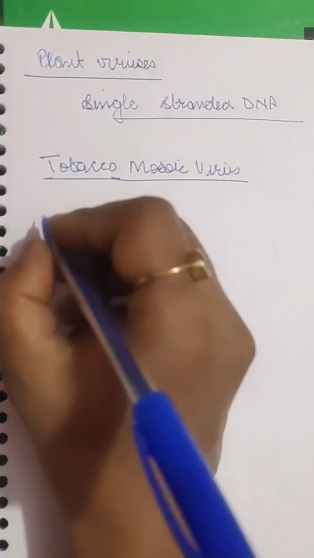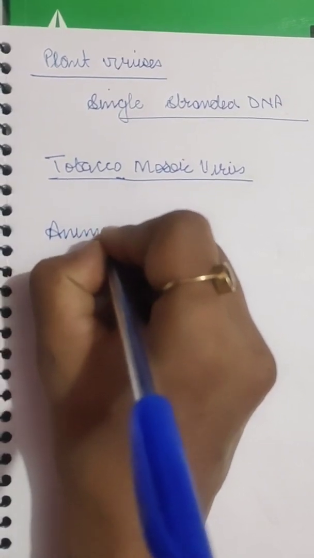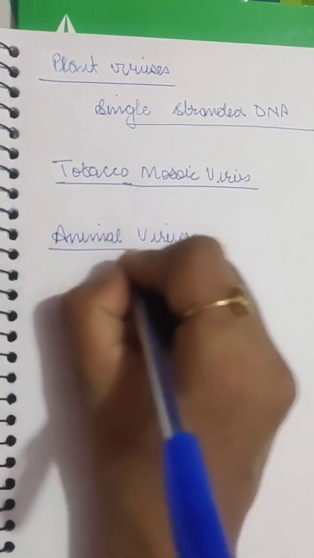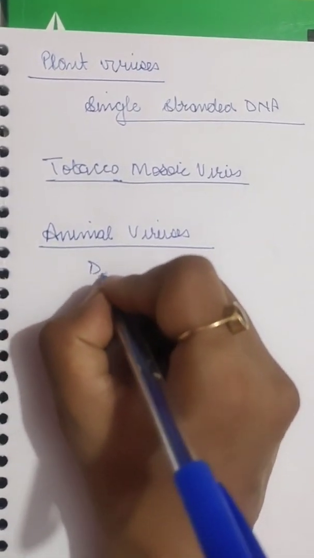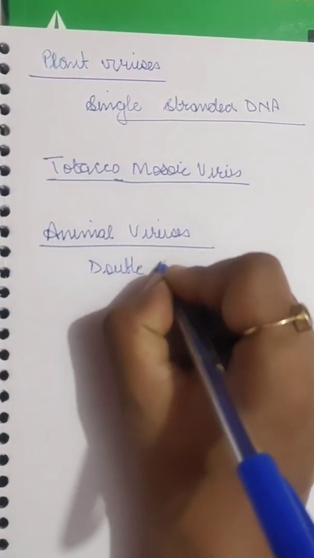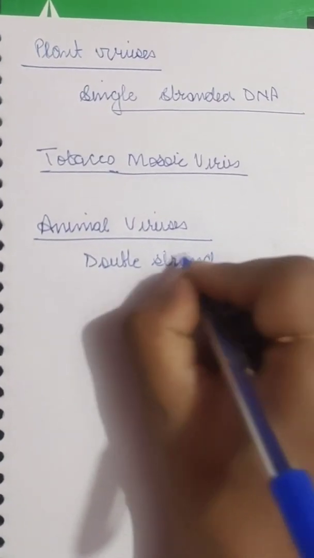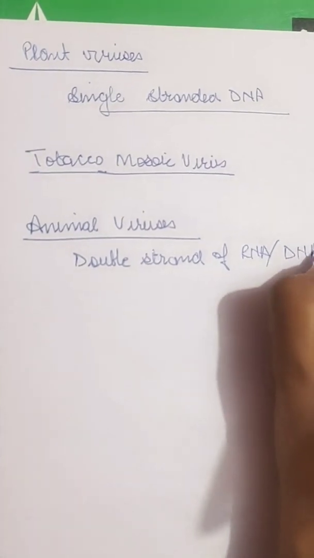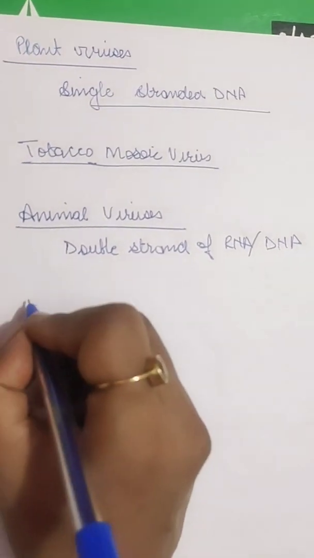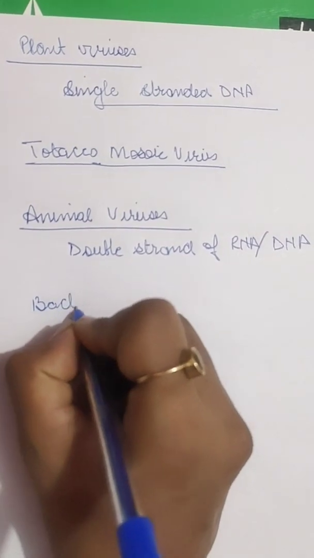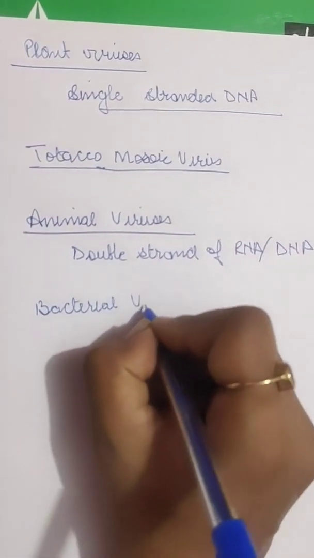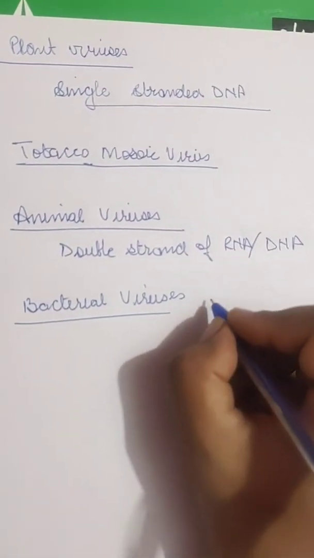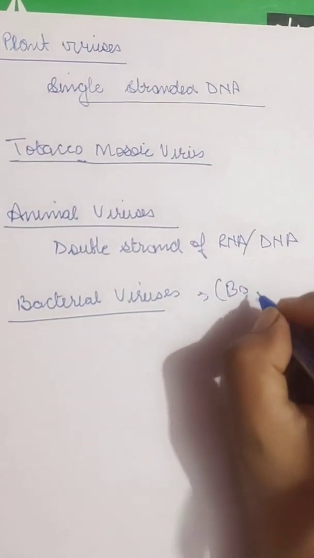Okay, but the animal viruses might have DNA or they might have RNA, but they will have double strands of RNA or DNA. Okay, so there is one more virus which is called a bacterial virus. These bacterial viruses are called bacteriophages.